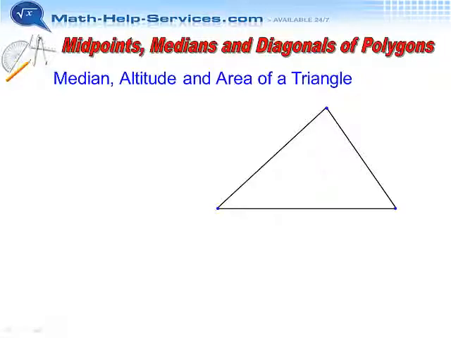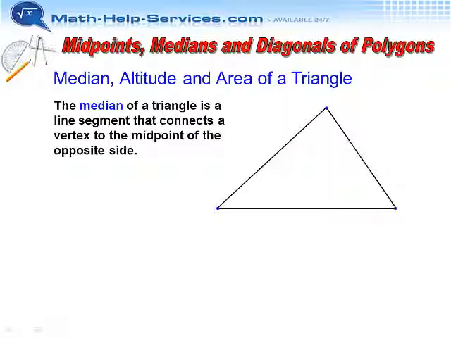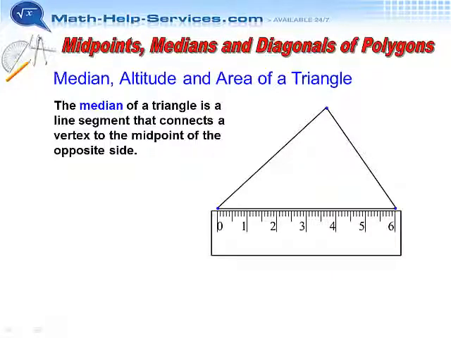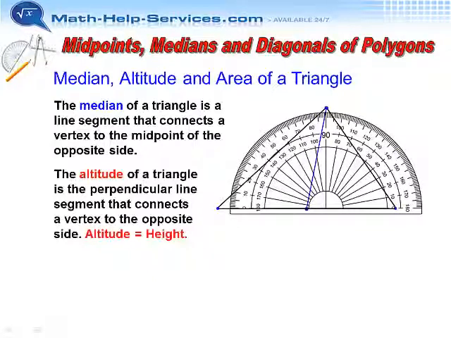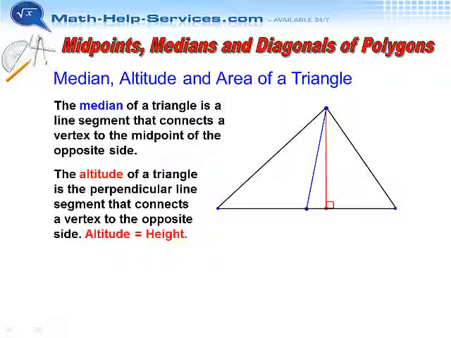Now let's talk about the median, altitude, and area of a triangle. The median of a triangle is a line segment that connects a vertex to the midpoint of the opposite side. As seen here. The altitude of a triangle is the perpendicular line segment that connects a vertex to the opposite side. So the altitude equals the height. So if we found a right angle and drew a line straight up, there we go.